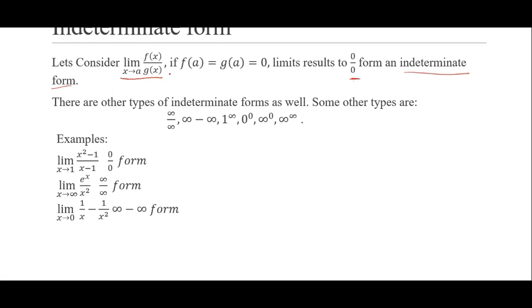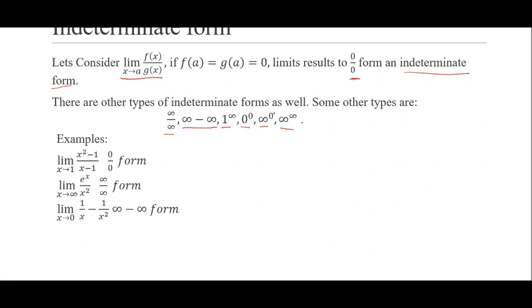And there are many other forms which are named indeterminate forms, like infinity by infinity, infinity minus infinity, 1 raised to power infinity, 0 raised to power infinity, infinity raised to power 0, and infinity raised to power infinity. All these forms are named indeterminate forms. In this topic, we will try to understand one method with the help of which we can find the limits of functions which result in an indeterminate form.